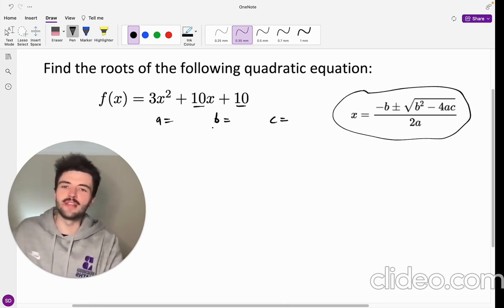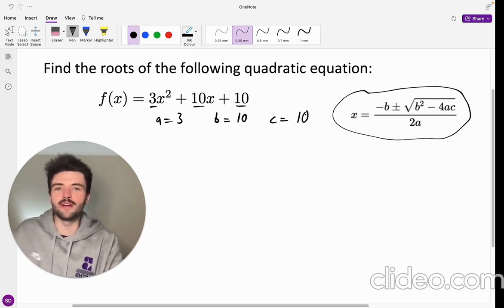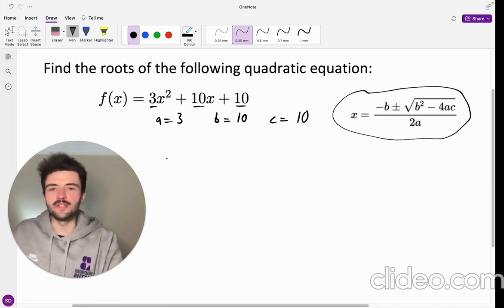So our first step is to label a, b, and c. And so a in this case is 3, which is the coefficient of x squared. b is 10, and c is 10 as well. So we're just reading the numbers here so far, nothing too complicated. And now we're just going to plug them in.